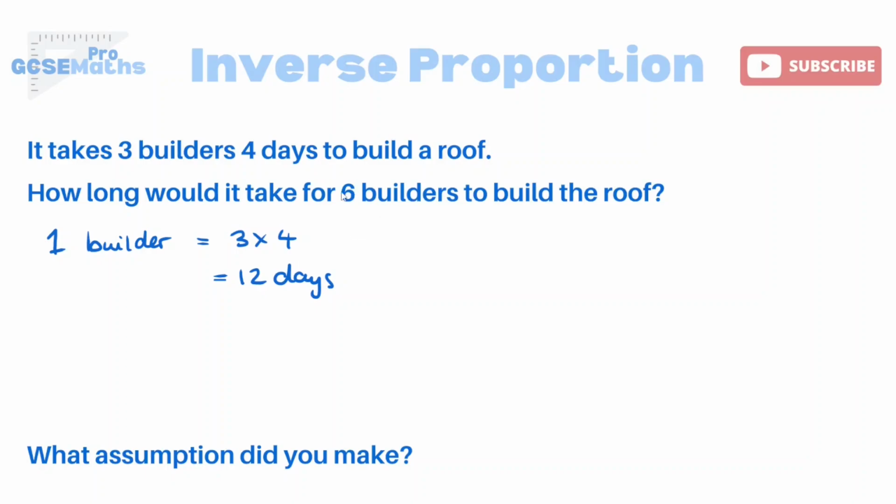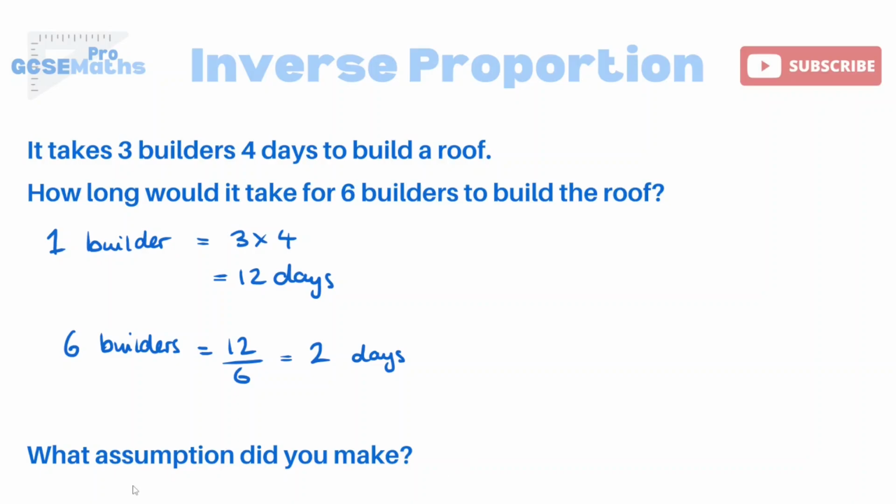Now, how long does it take for 6 builders? This is when I can actually divide, right? Because it's going to be more builders, therefore a shorter amount of time. So 6 builders would be the 12 days divided by 6, which is 2. So we get 2 days. So find out how long it takes for one builder in this example by timesing, and then divide to find the actual number that they want.